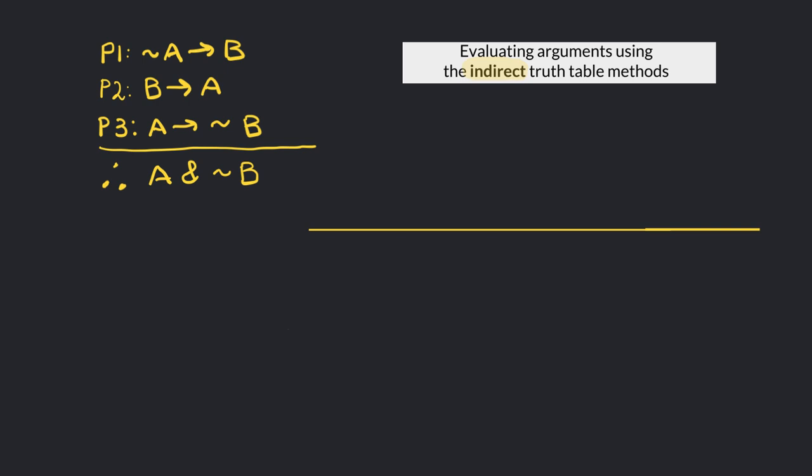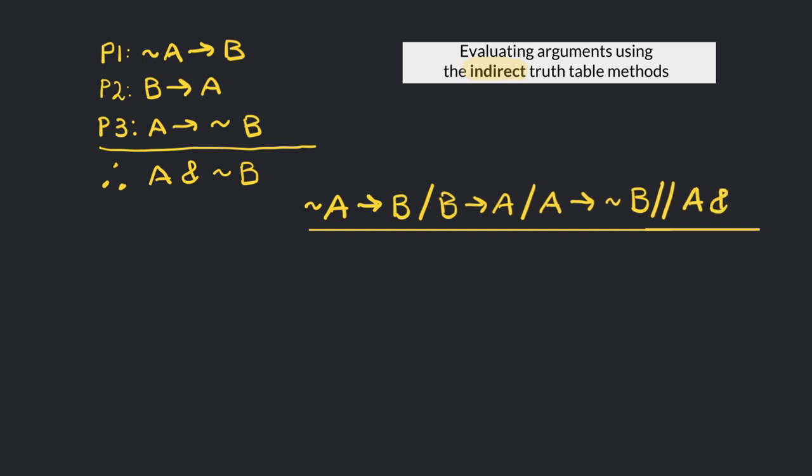So premise one is if it's not the case A, then B. Premise two, if B, then A. Premise three, if A, then not B. And here's the conclusion, which is a conjunction A and not B.